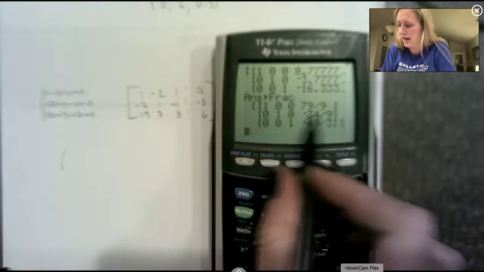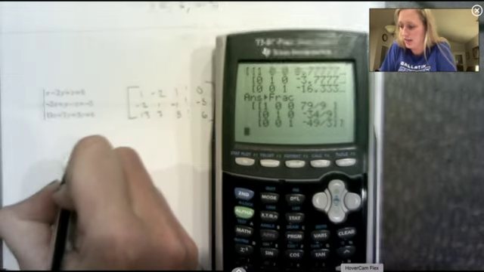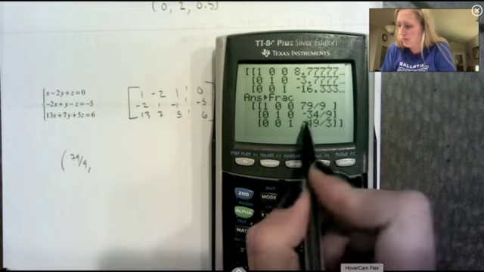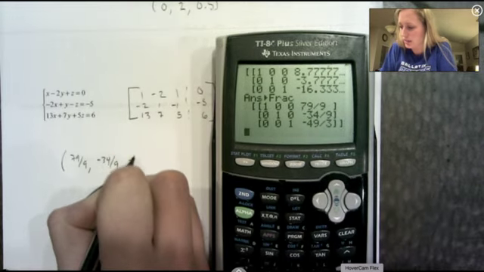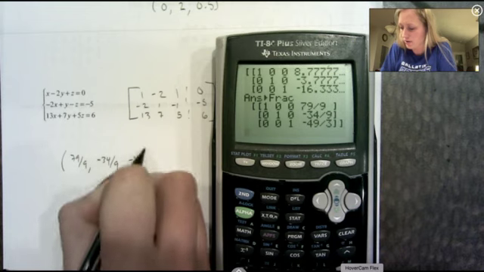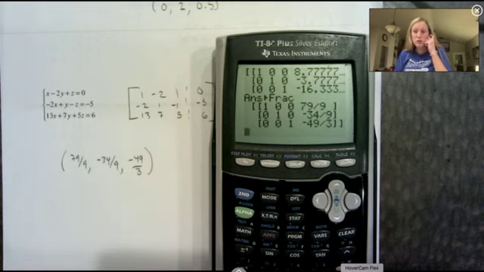So my ordered triple then, my x is 79/9, y is negative 34/9, and z is negative 49/3. And that is my solution to that system.